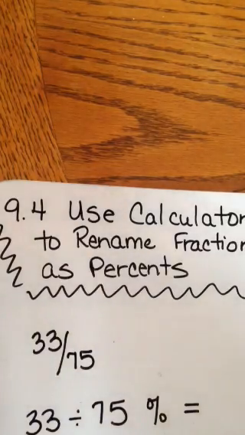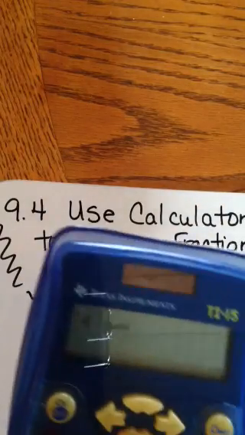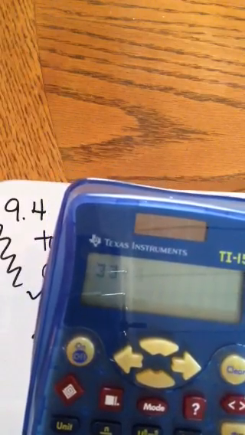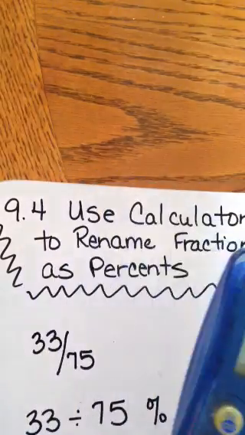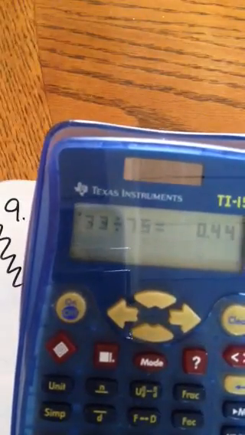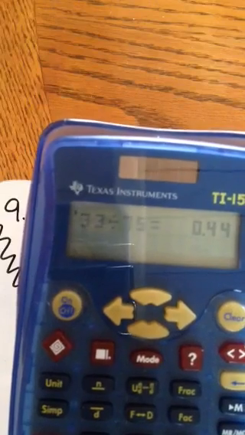So we're going to start off just like we did before, where we take our calculator and we enter our numerator divided by our denominator, which is 75. And as you can see, I get a decimal of 0.44.